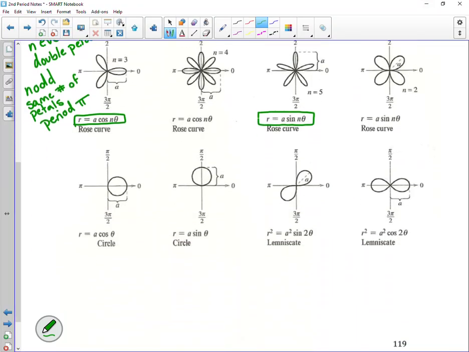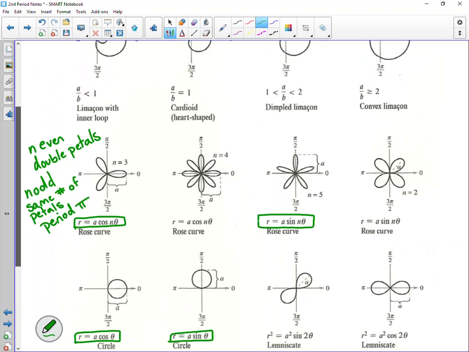Then remember how I said, roses with only one petal are circles. So R equals A cosine theta or R equals A sine theta are circles, roses with one petal. And then these are the equations of the lemniscates, the peanuts. Okay, so you should know how to graph those.